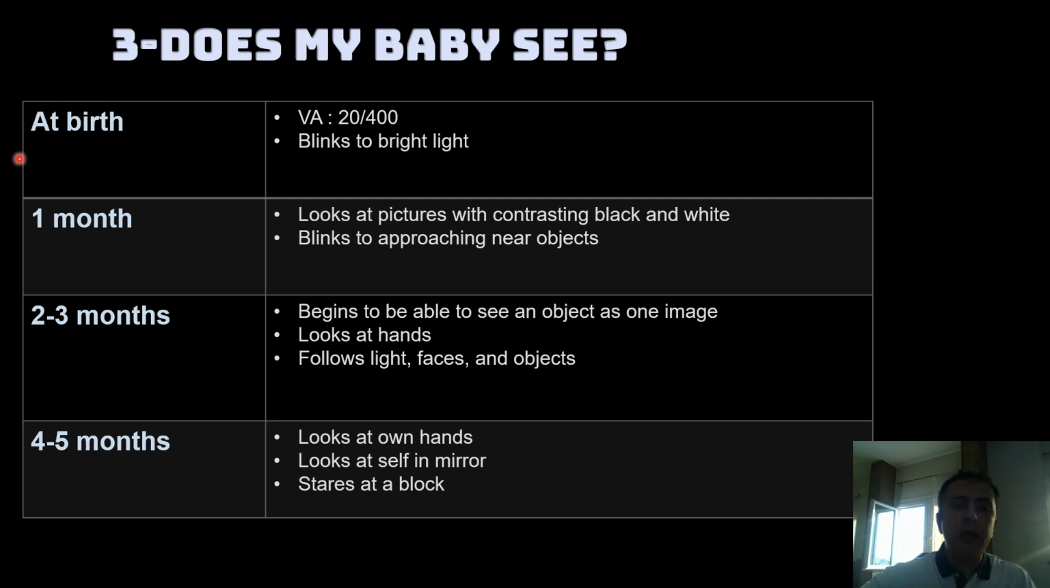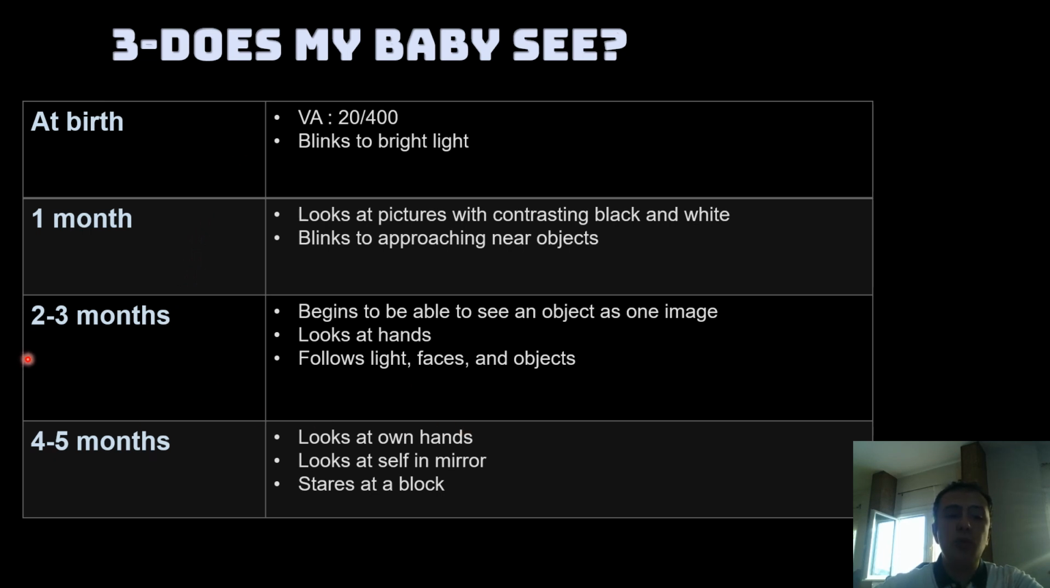Usually the normal child at birth is seeing 20/400, which equals just looking at shadows or very bright light. By the age of 1 month, he can look at pictures with contrasting black and white, and he's blinking to approaching near objects, and this is very important. We'll tell later how to examine according to these milestones.